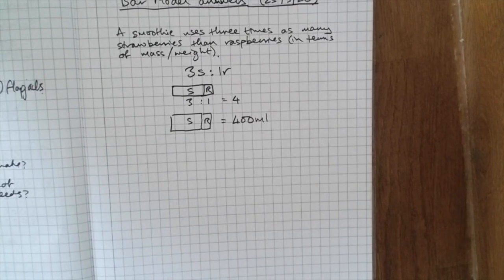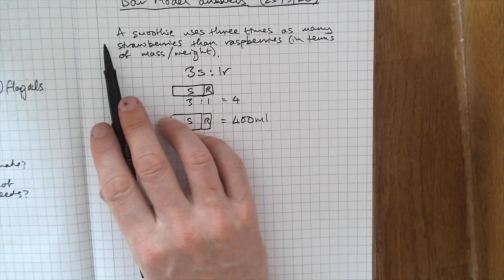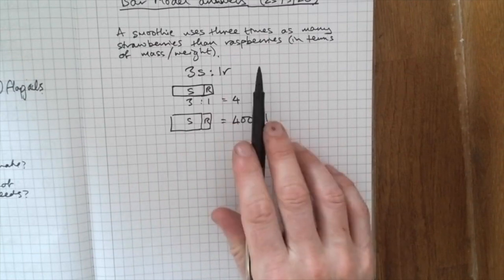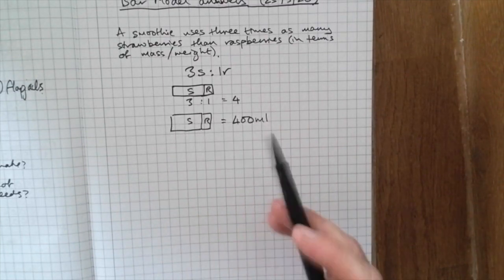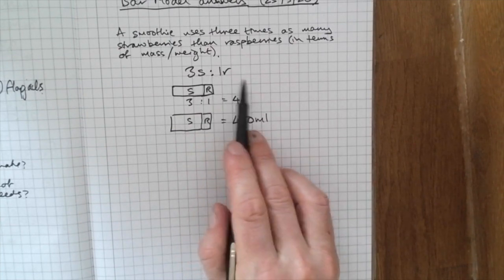Right, good morning everyone. The first thing we're going to do is look at the answers from yesterday's maths. The first thing that we looked at is the smoothie recipe. It said a smoothie uses 3 times as many strawberries as raspberries in terms of the mass or the weight of that particular smoothie. So 3 strawberries to 1 raspberry.